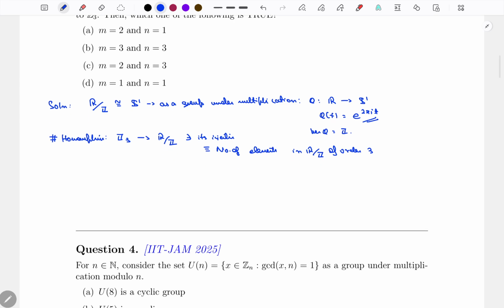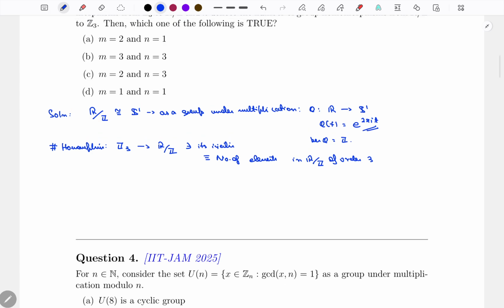Okay, now what are the number of elements in R mod Z? So basically we want the number of elements in the unit circle, which would typically come out to be phi of 3, because the number of elements of order 3 comes out to be phi of 3. So these are the number of elements of order 3 in S1, the unit circle identified inside the complex group.